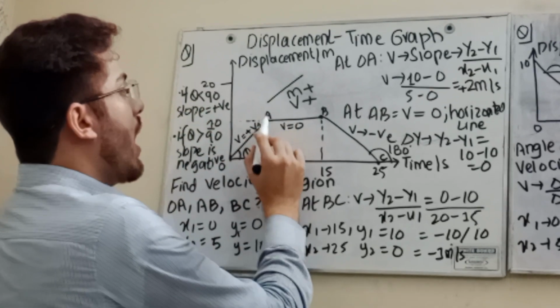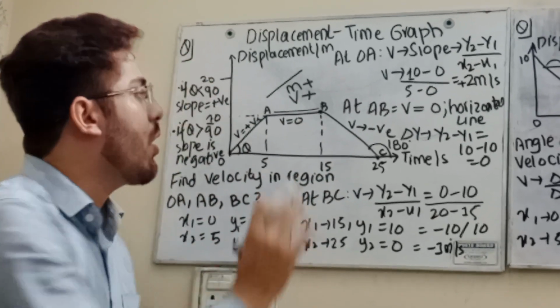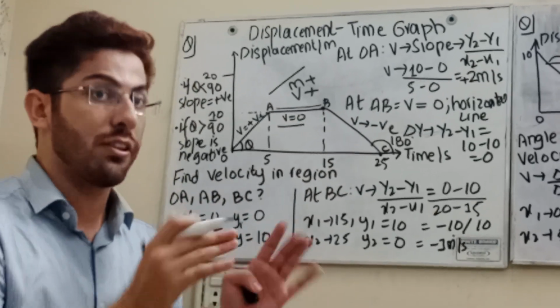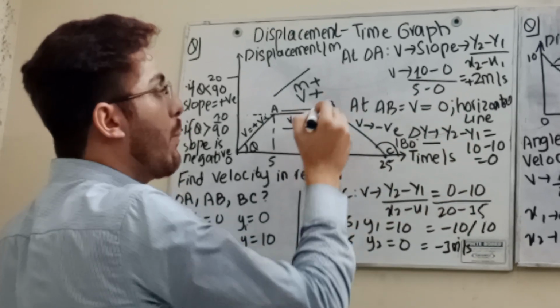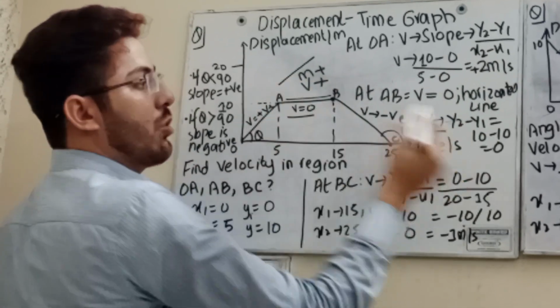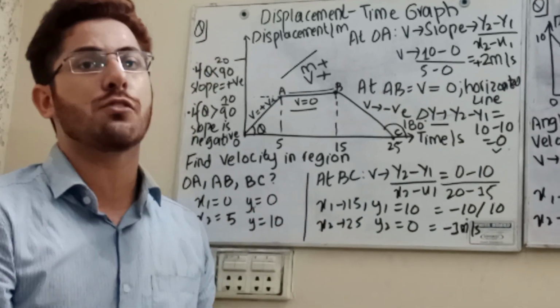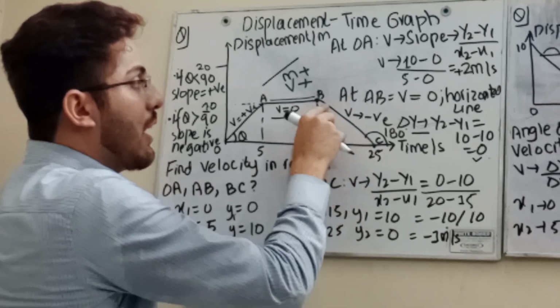Now we are going to find the velocity across AB. I know it is a horizontal line. I will get the answer 0 because the body is at rest. But let's suppose we apply the slope formula. How are we going to apply it? This is definitely y2 10 and y1 also 10. If I apply the formula, I get the answer 0. Displacement is not changing.